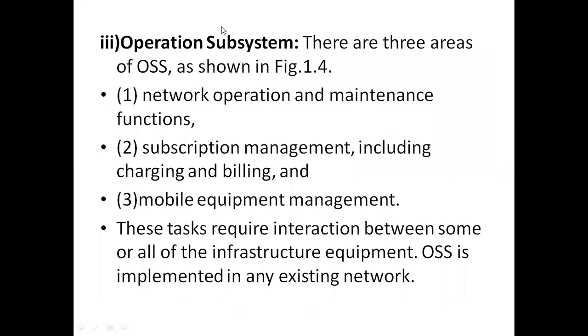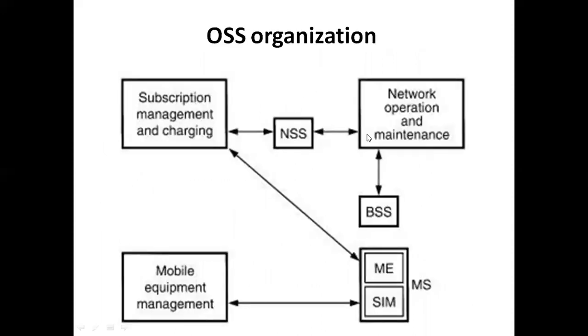And the fourth subsystem is the operation subsystem. The operation subsystem consists of three functions. First one, network operation and maintenance function, which comes under the operating subsystem. Here we have the figure. So the OSS consists of the network operation and maintenance function, that is, our network is operated and maintained by the OSS, the operation subsystem.